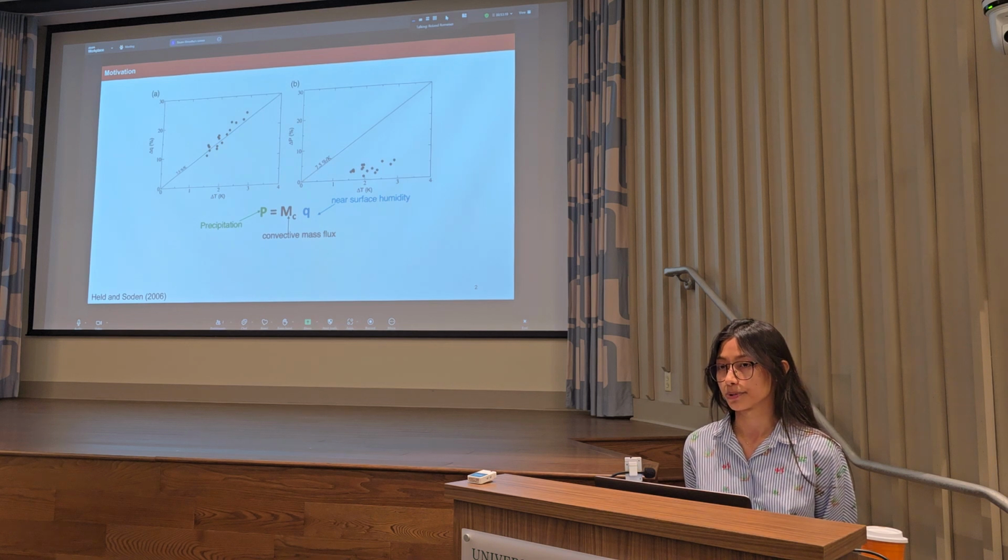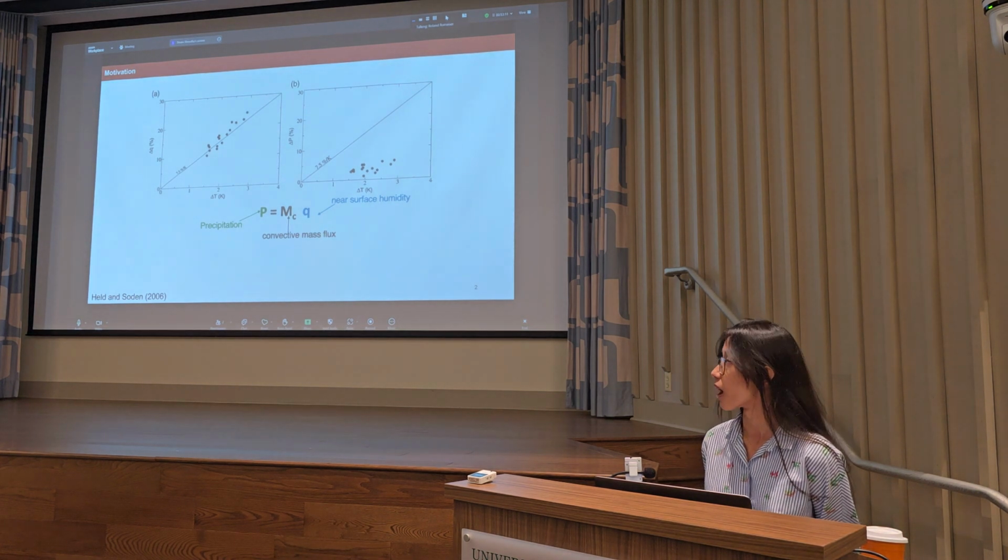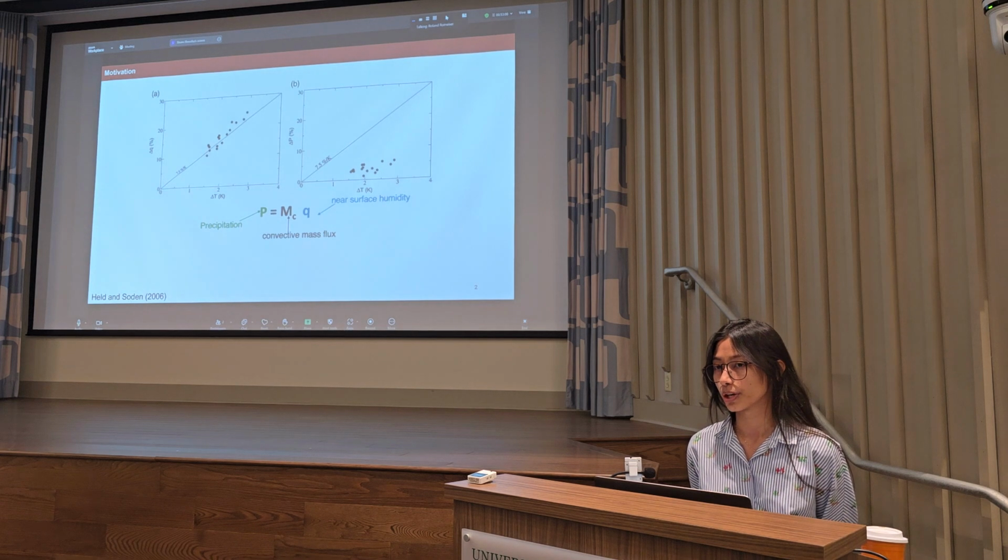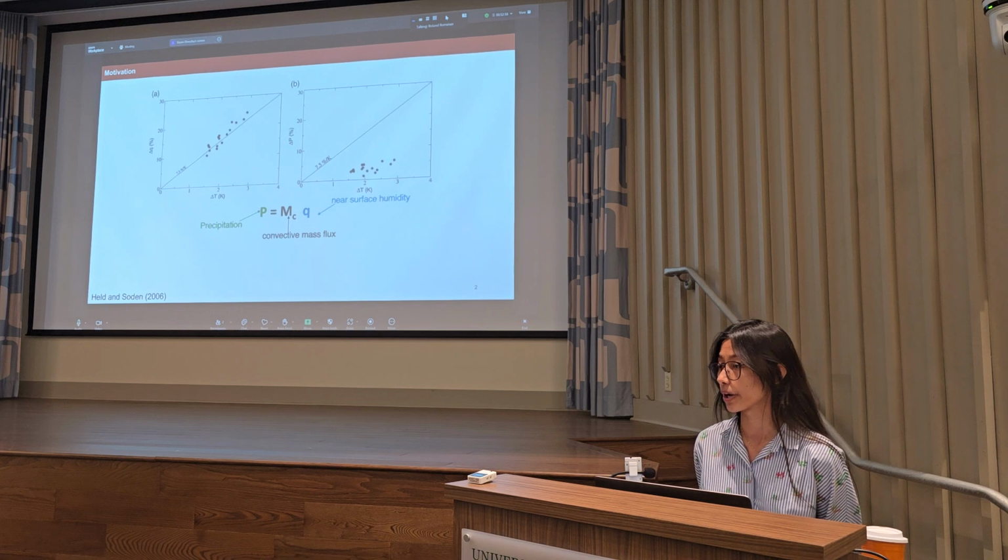This plot here in particular shows the change in near-surface specific humidity on the left plot and precipitation on the right plot, both of which increase with global mean warming. However, notice that near-surface humidity scales with Clausius-Clapeyron and increases at a rate of around 7% per Kelvin, whereas precipitation increases at a much smaller rate of around 2% per Kelvin.